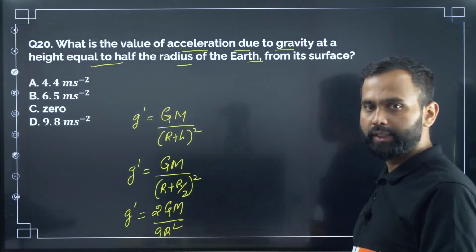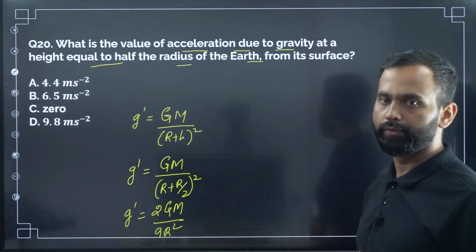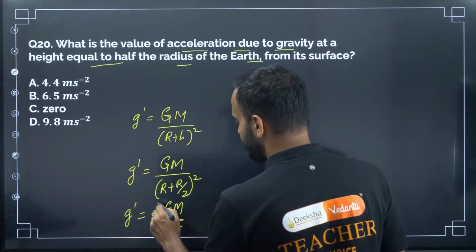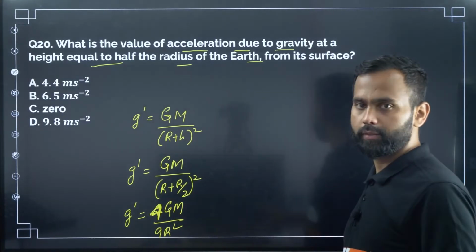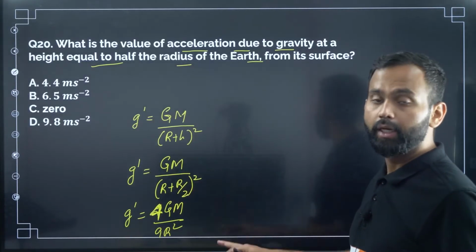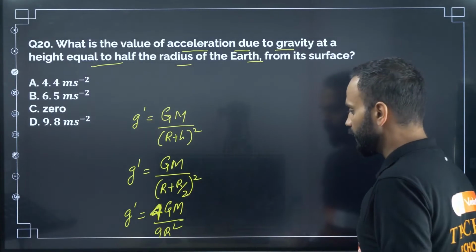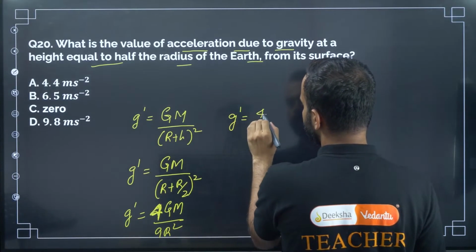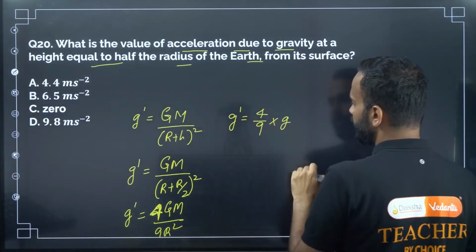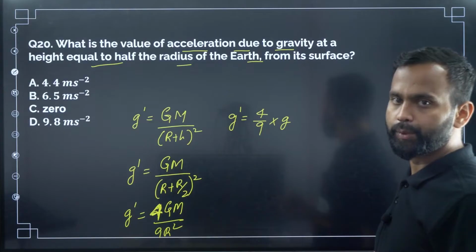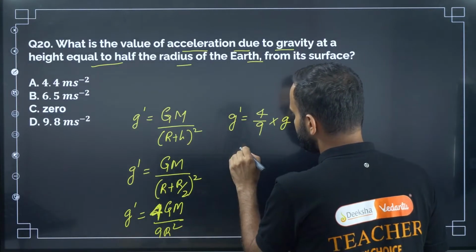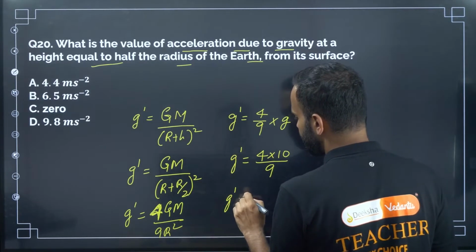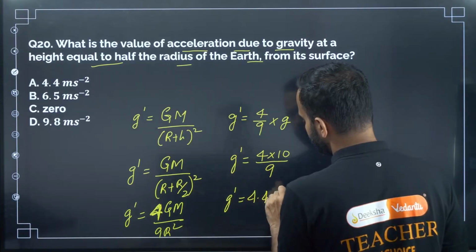So what is GM by r square? GM by r square is the acceleration due to gravity on the surface of the earth. Sorry, 3r by 2 whole square is 9r square by 4, not 9r square by 2. So 4GM by 9r square. Now g dash equal to 4 by 9 times g. G is 10 meter per second square on the surface of the earth. So g dash is equal to 4 into 10 divided by 9. Now solve this, you will get g dash equal to 4.4 meter per second square.